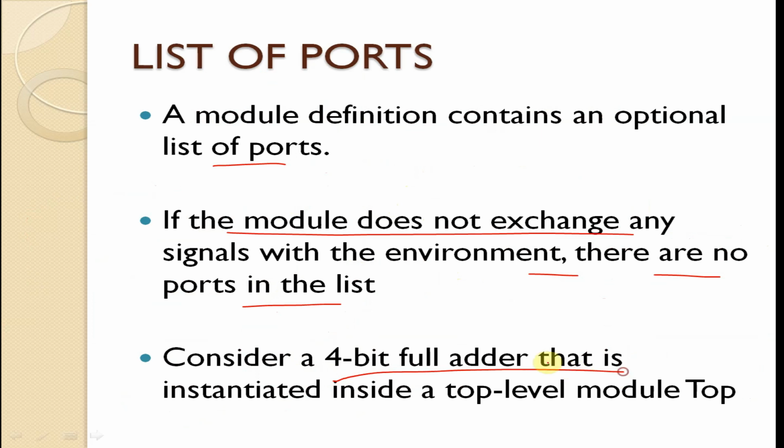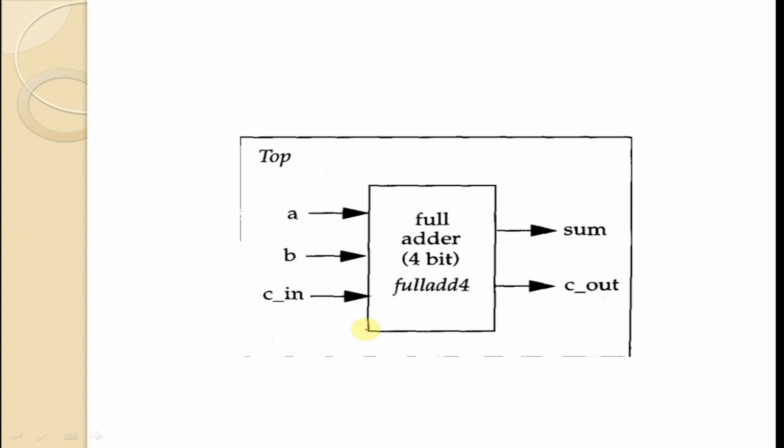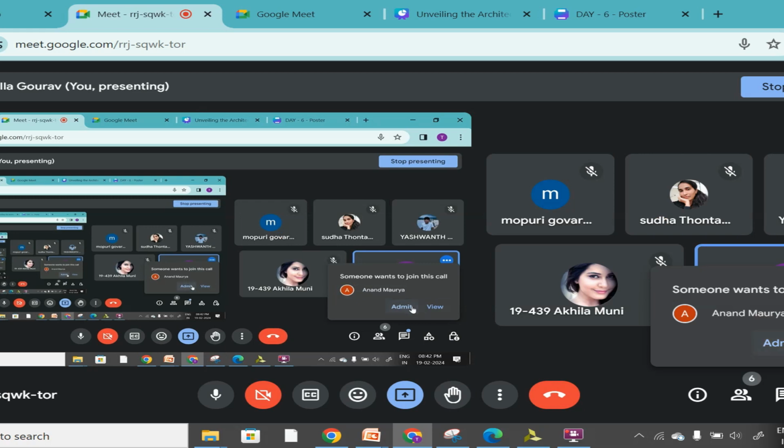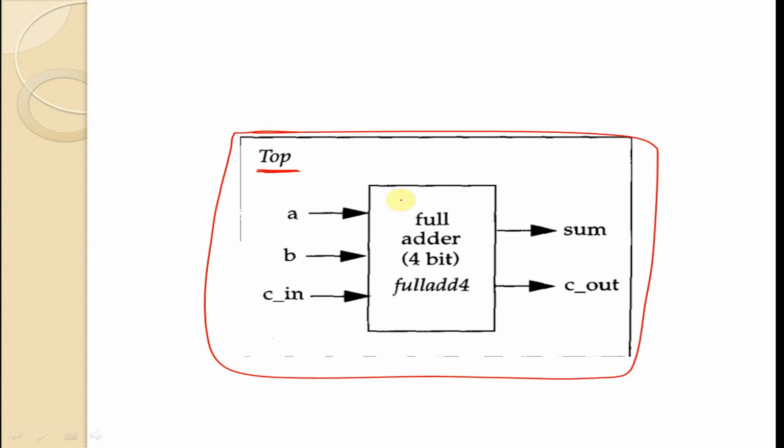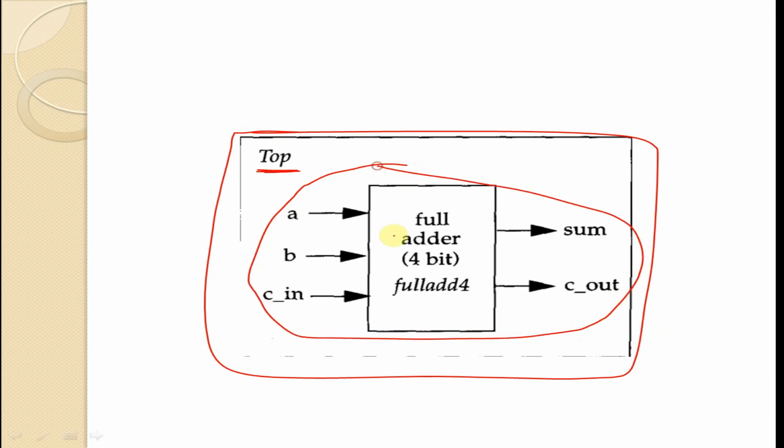So consider a 4-bit full adder that is instantiated inside a top level module. We will take another example. Here there is a top level module present, and in this top level module we have a full adder. This is a 4-bit full adder. This is our design. This top is nothing but the TB. So for this TB, there are no input ports or output ports.